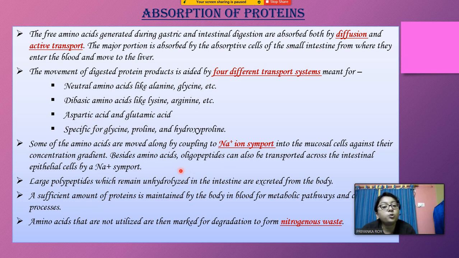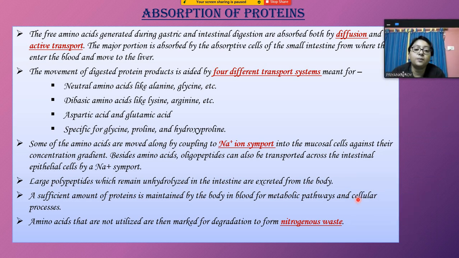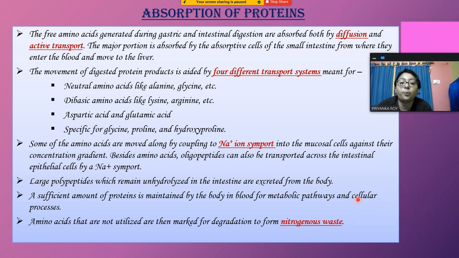Some of the amino acids are also moved along by coupling to sodium ion symport, similar to what we have seen in case of carbohydrate absorption. That also happens here, and sodium ion is imported into the mucosal cells against their concentration gradient as well. Besides amino acids, oligopeptides can also be transported along the intestinal epithelial cells by sodium symport. And large polypeptides which remain unhydrolyzed in the intestine are excreted from the body. As it reaches the large intestine, there is no other way to digest it, and therefore it has to be excreted out from the body.